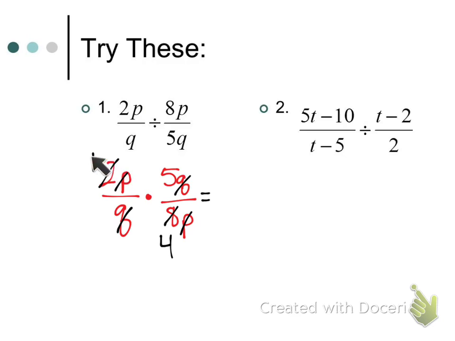So we're left with 1 times 5 is 5. And what's left in my denominator? 4. Anybody get 5 over 4? Wonderful.